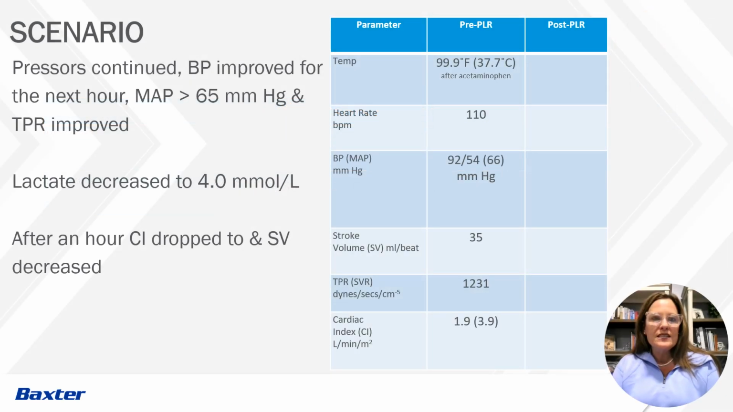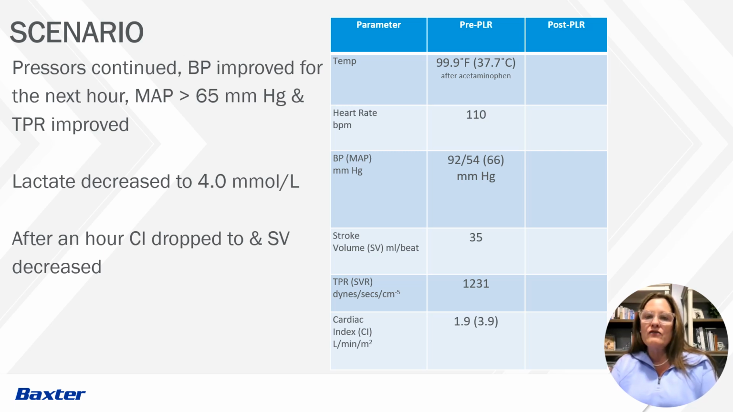So the pressors continued. Blood pressure did improve for the next hour. So you got an hour, right, without having to do a PLR. MAP was greater than 65, and TPR improved as well. And the patient's lactate did decrease down to 4, which is still high, right? But it's better than it had been. But it's been an hour, and all of a sudden you notice that that cardiac index has dropped, but you noticed before that the stroke volume dropped.